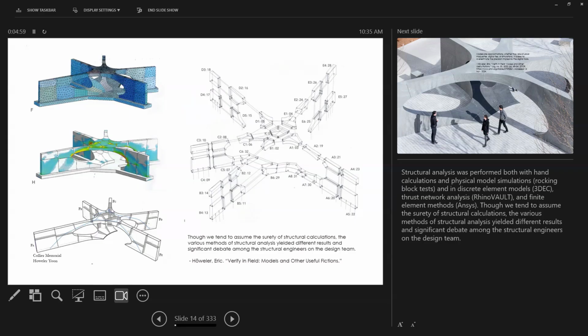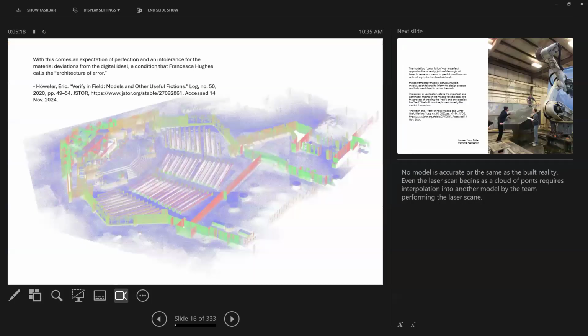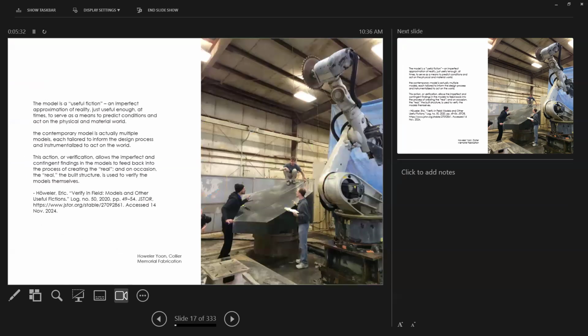So this idea that the model is never completely accurate and that you need multiple models to verify one another. What he says is, models are approximations, whether they're physical maquettes, digital files, or simulations. And it's easy to overestimate the precision implied by the digital tools. It's very important to me. When you get even something like a laser scan, it is first processed by the person that took it, and they give you a Revit model or something, and that is always inaccurate in some way. So there's always this discrepancy.